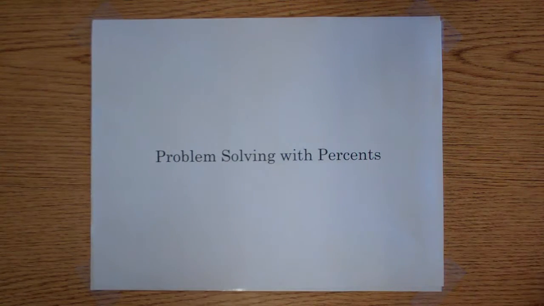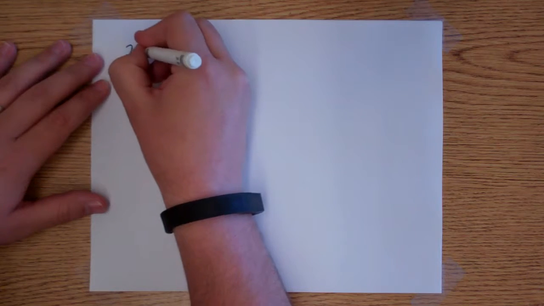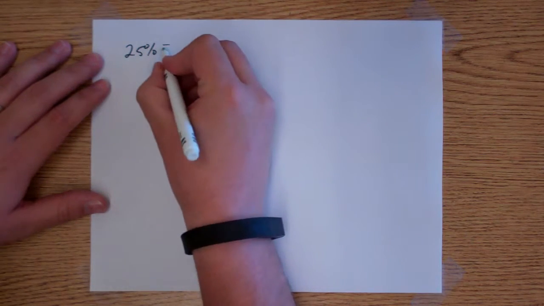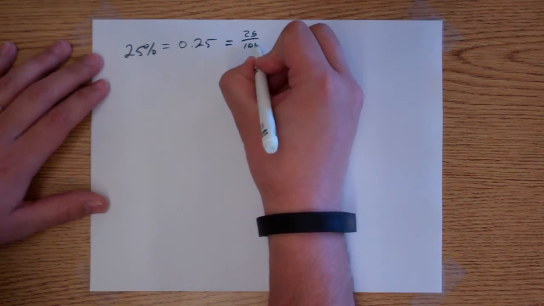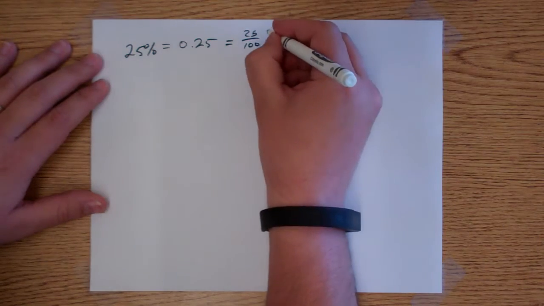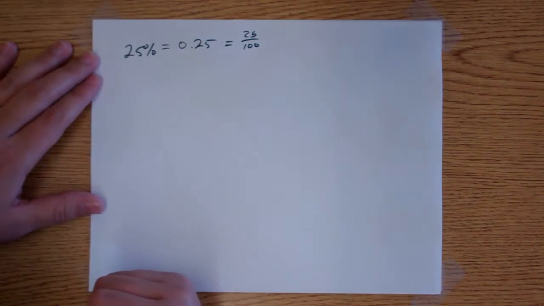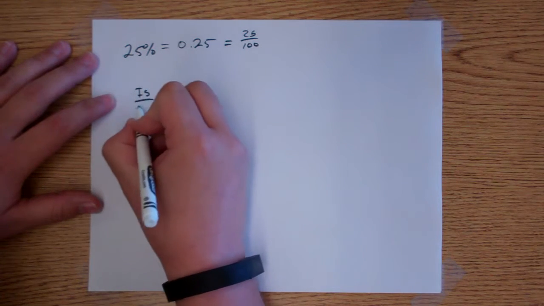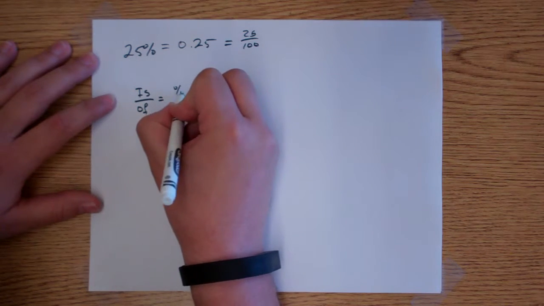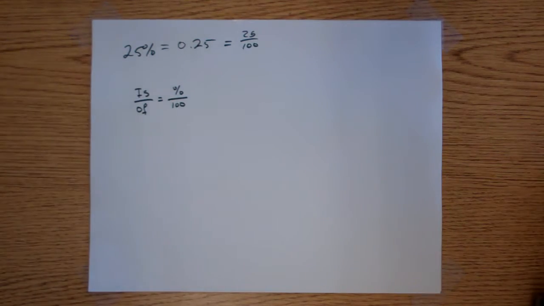All right, in this video, we're going over problem solving with percents. Now, as you know, a percent, like say 25%, in decimal form is 0.25, and in fractional form is 25 out of 100. So it's basically percent over 100. When you're dealing with problems with percents, as long as you remember is over of equals percent over 100, if you remember this, you can do any problem with a percent.